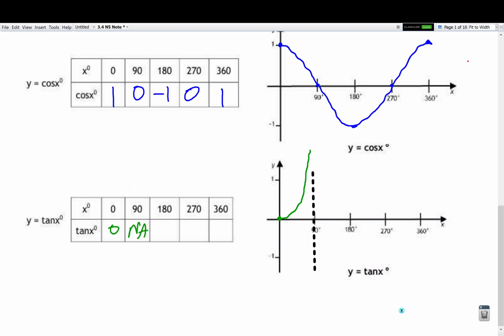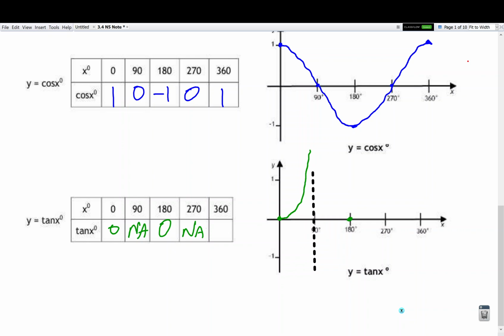Okay, if you put tan of 180, again we get 0. So at 180 we know the graph comes back to 0 at some way or other. Tan of 270, we get another error. So put in NA. We'll deal with that in a second. That's going to form another one of these asymptotes.